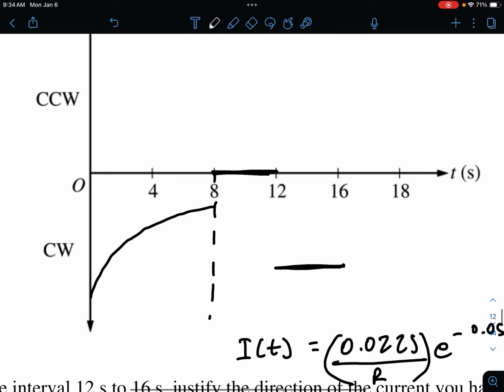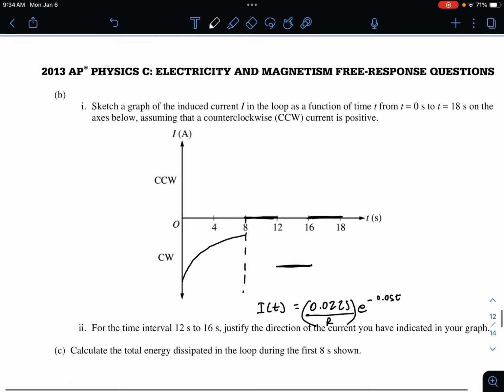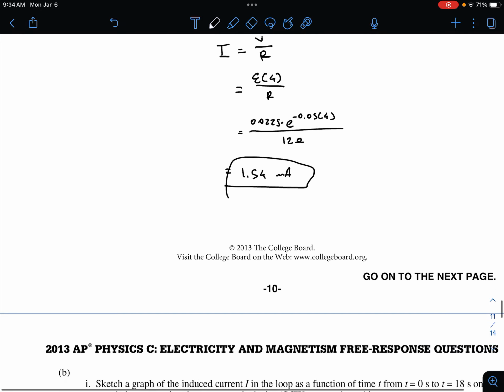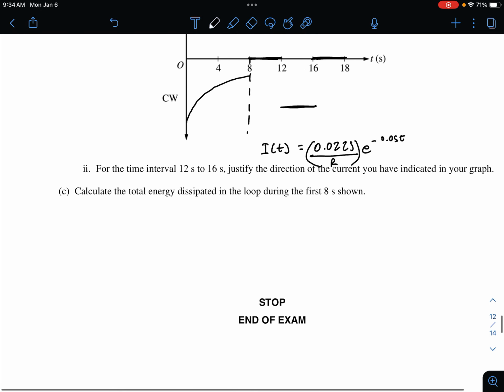And it's going to still be clockwise because it's still decreasing. And then from 16 to 18, there's no current because there's no change in flux. Not because it's 0, but because there's no change in flux. So for the time interval 12 to 16, justify the direction of the current you have indicated in your graph.